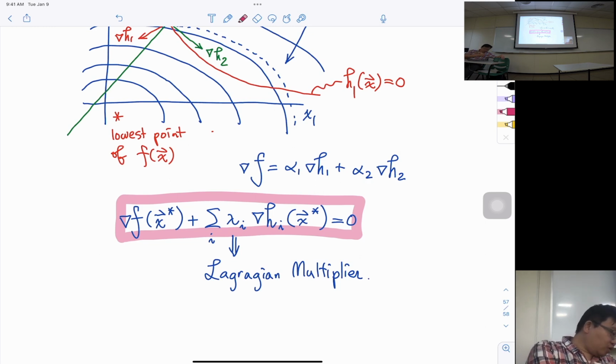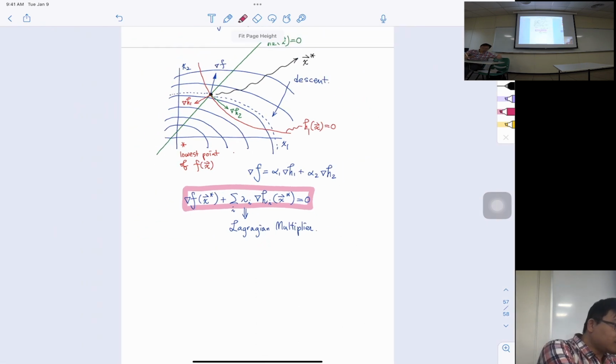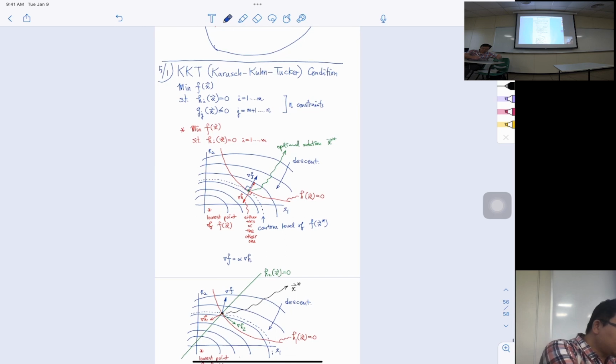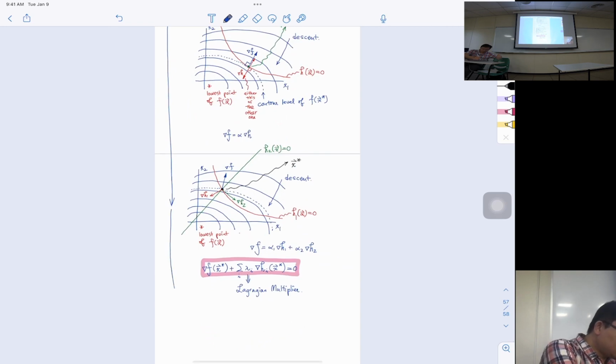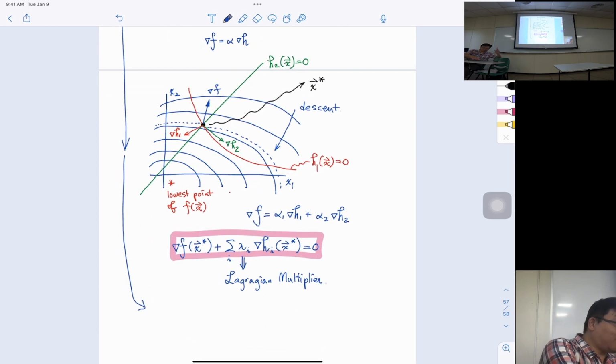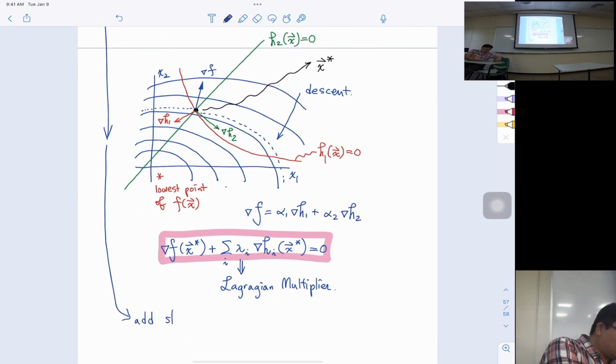Okay. Now we are going back to the general problem where we have our inequality constraints, the G's. We already learned about slack variables. We can add slack variables to the G functions so they become equalities. So let's do that. Let's start from the top, add slack variables to all the G functions, Gj's.